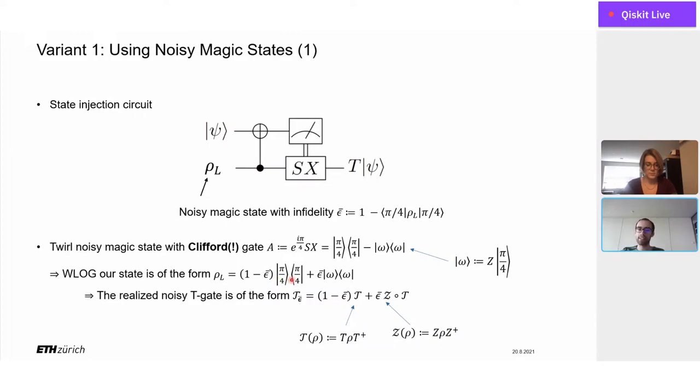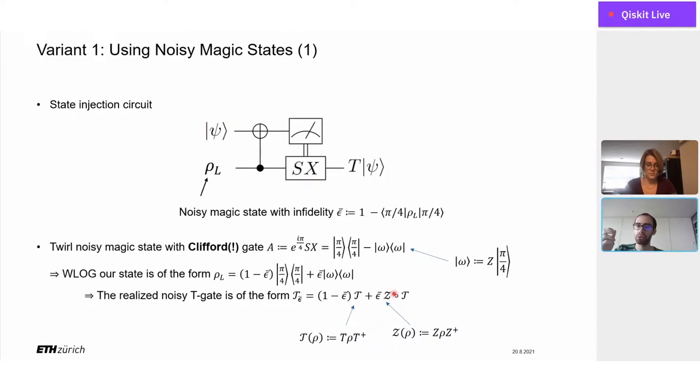And if you just propagate that noisy magic state and the noise throughout the circuit, you will realize that the noisy T gate that we just produced has a noise of a very specific type. Namely, it's going to have Pauli Z noise, which as I wrote down here, just means that with probability 1 minus epsilon bar, it's the ideal T gate, and with probability epsilon bar, it's the ideal T gate followed by a Z flip.